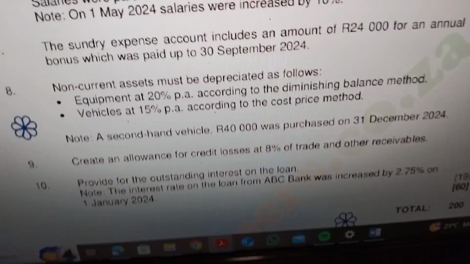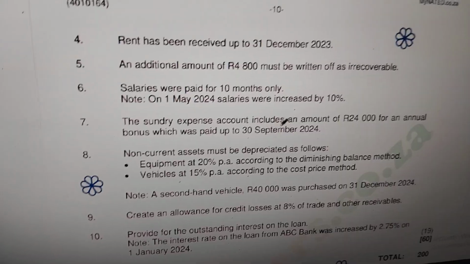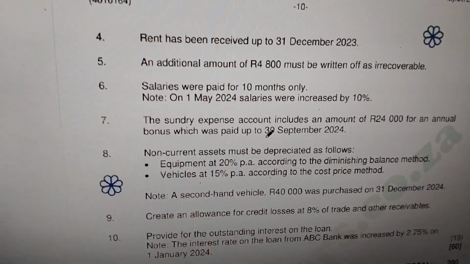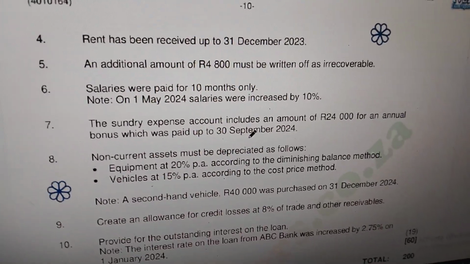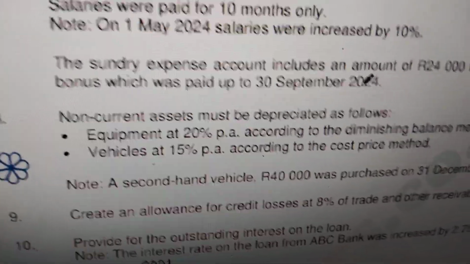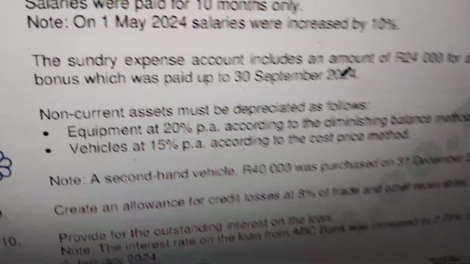Now let's continue with our sundry expense. So for our sundry expense, they say to us that the sundry expense account includes an amount of 24,000 for an annual bonus which was paid up until 30 September 2024. And then the financial period is 30 June 2024.